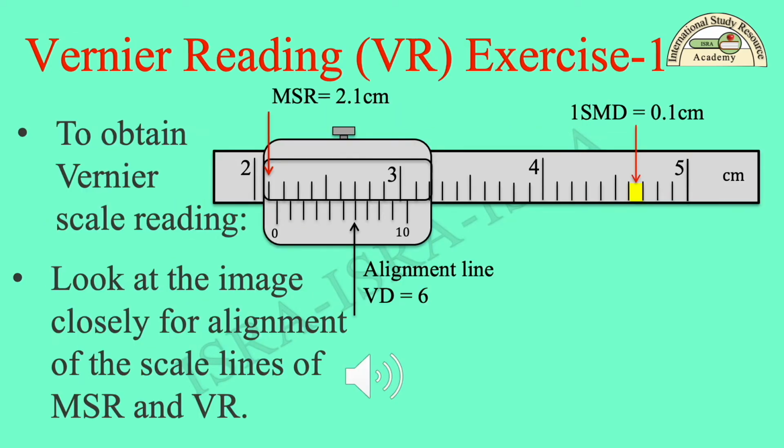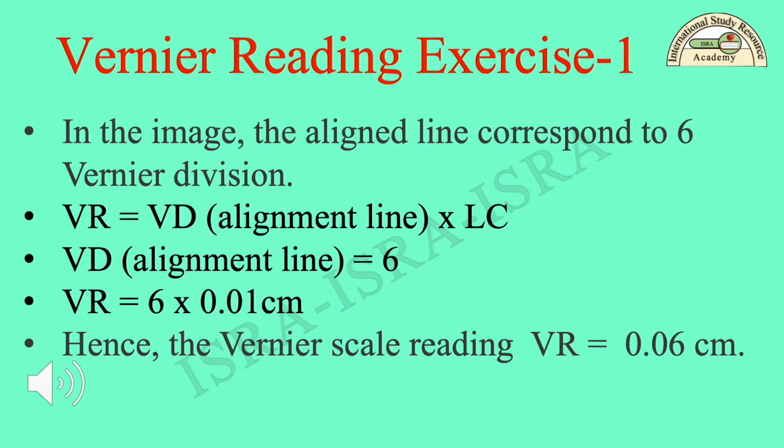Vernier reading VR exercise 1. To obtain vernier scale reading, look at the image closely for alignment of the scale lines of MSR and VR. Matching and reading line of vernier divisions is visible on the diagram. It is represented with a black arrow line. In the image, the aligned line corresponds to 6 vernier divisions.